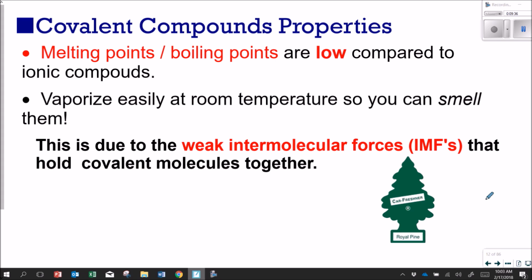Covalent compounds also have lower melting and boiling points in comparison to ionic compounds. They vaporize easily at room temperature, which means they go into the gas phase, so you can smell them. That's why some air fresheners are made from covalent compounds. And this is due to the weak intermolecular forces that hold the covalent molecules together.